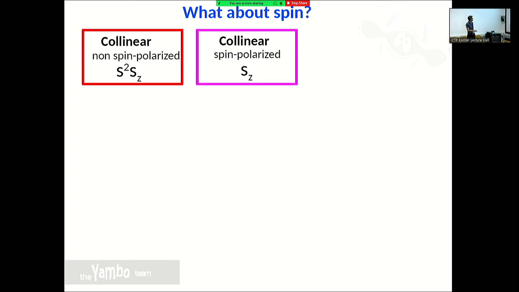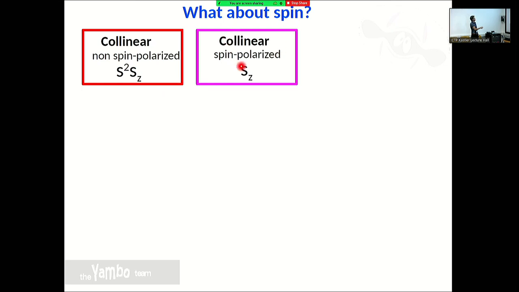So let me focus on spin. I will discuss spin at length. It will take a bit of time during this lecture, just to give you all the details of how the spin enters. And the first simple answer is that, okay, let me say that first of all, we can have different levels of calculations in the ground state. So we can do a collinear calculation for a non-spin polarized system, where S square, the total momentum, and the Sz momentum are good quantum numbers for your system.